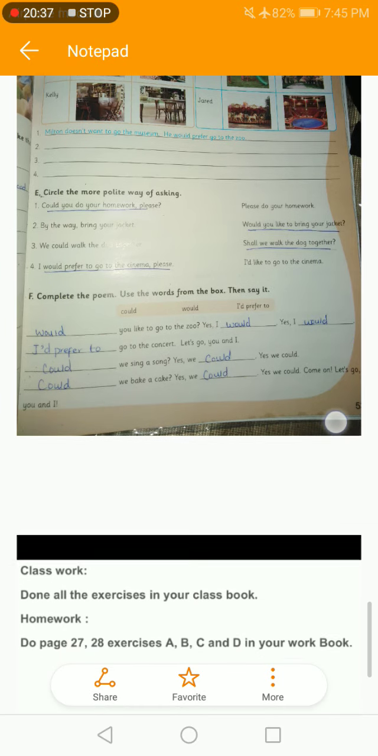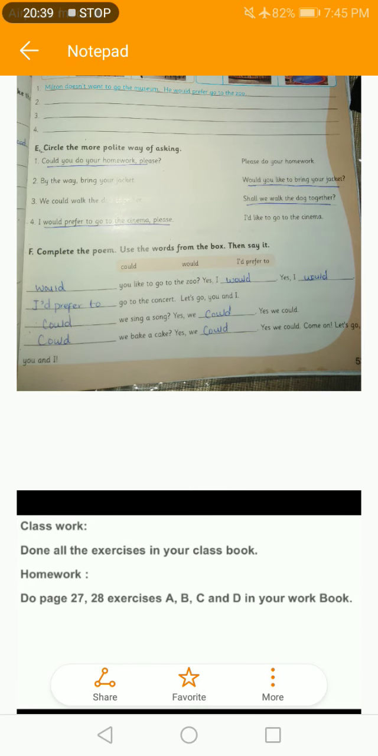Now you have your classwork and your homework. Your classwork is you have to do all the exercises in your class book, and your homework is do page 27, 28 exercise A, B, C and D in your workbook. So if you have any question, you may call on the official number of the school and ask your teacher. Thank you.